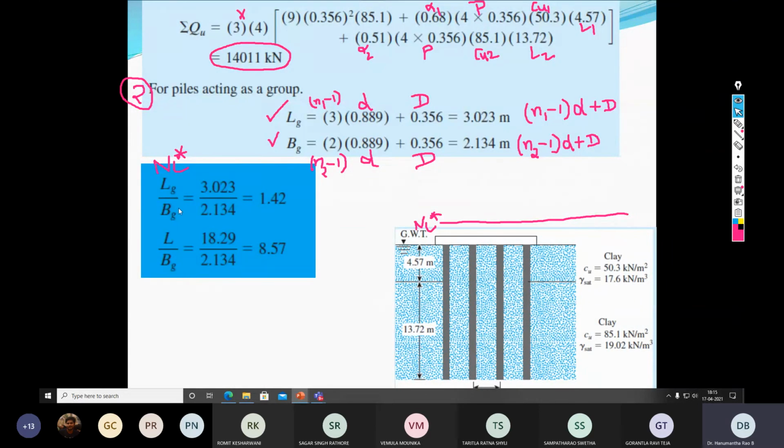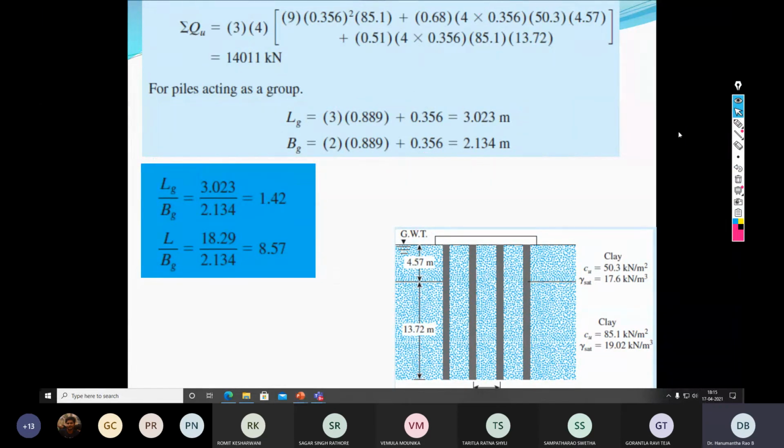So calculate LG by BG and L by BG, and use these two parameters to pick up the value of NC star. That comes out to be approximately 8.5. Can I go to the next slide? Yes, sir.